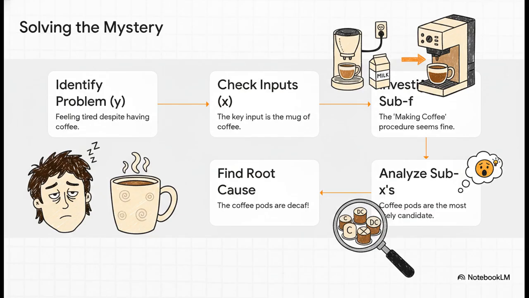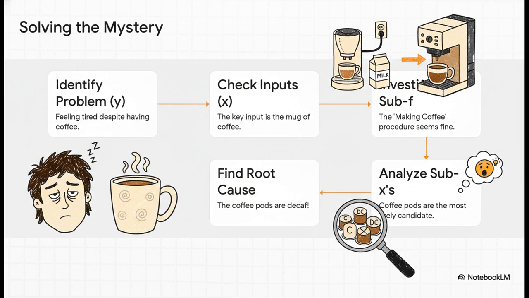So we look at our overall procedure F, making breakfast, and that seems fine. So what's next? We check our inputs, our X's. The key input for feeling awake is, of course, the coffee. So now we have to drill down. Let's look at the making coffee process itself. Was the procedure, the F for making coffee, correct? Yeah, it seems so.